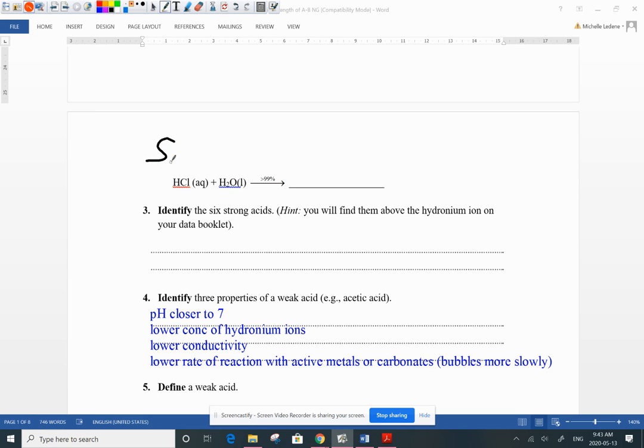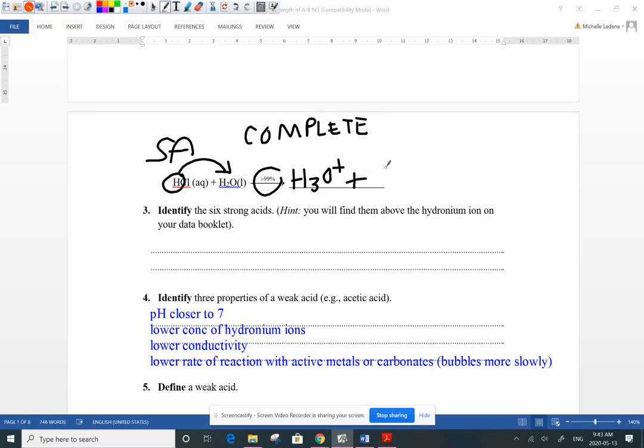So for a strong acid, remember that we talk about this proton, this hydrogen, and it joins onto the water to make hydronium ions. And this is happening 100%. We say that this is a complete reaction, and it completely ionizes, and then we're producing this anion as well. And don't forget your states. These guys are aqueous. Okay, so these strong acids are in your data booklet, but the weak acids are not going to react like that.